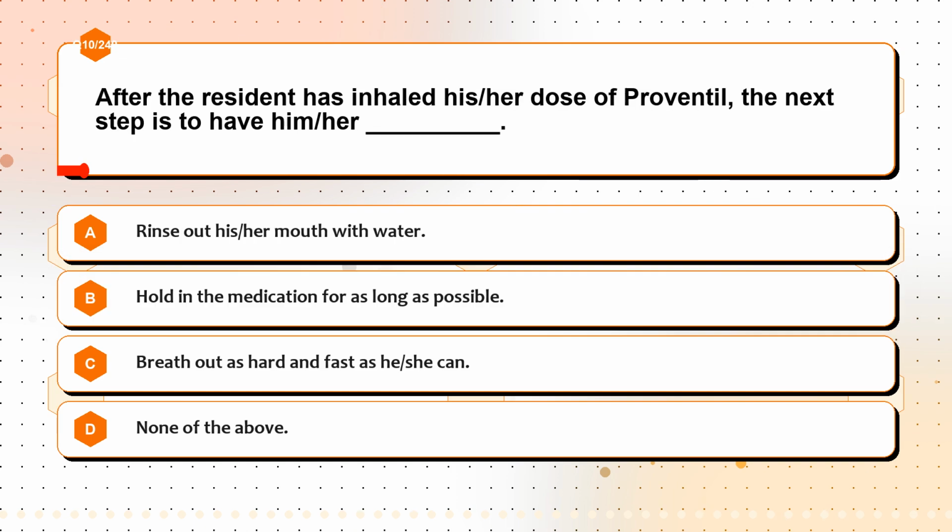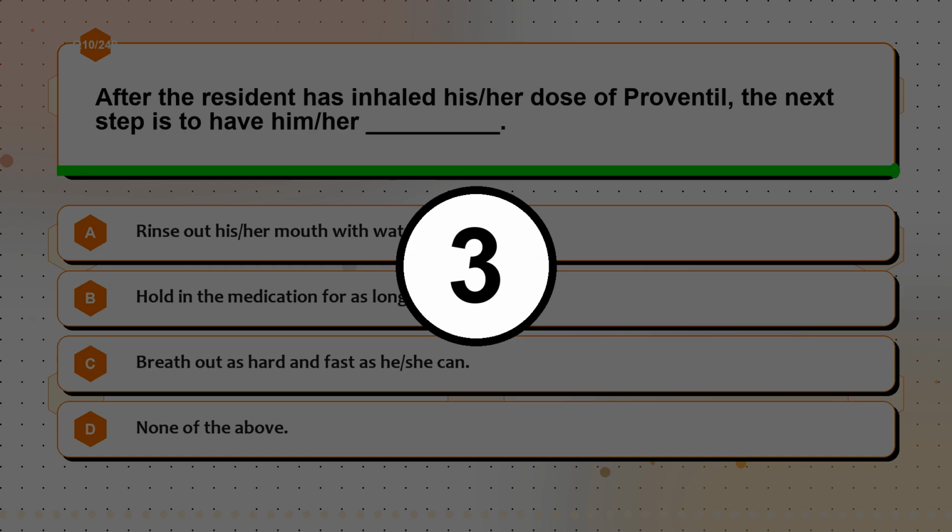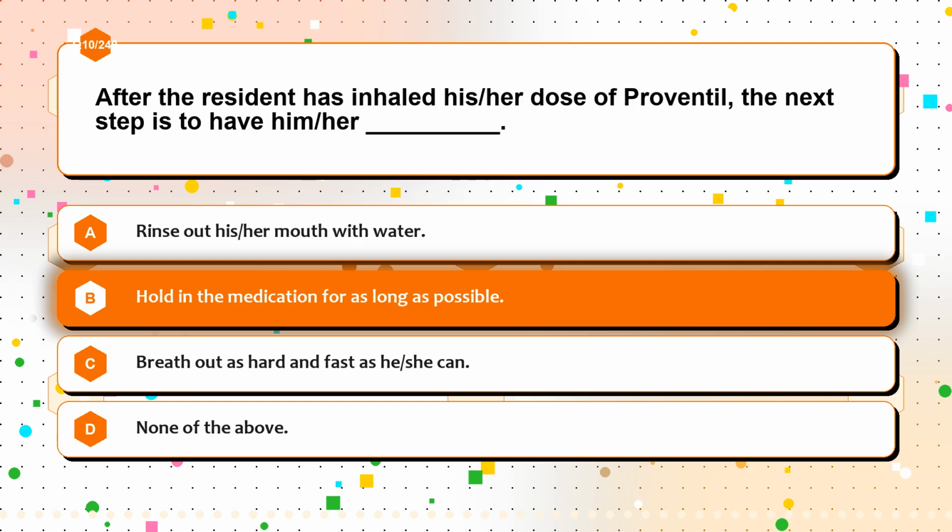Question 10. After the resident has inhaled his or her dose of medication, the next step is to have him or her blank. Here are the options. Option A, rinse out his or her mouth with water. Option B, hold in the medication for as long as possible. Option C, breathe out as hard and fast as he or she can. Option D, none of the above. The correct answer is option B, hold in the medication for as long as possible.